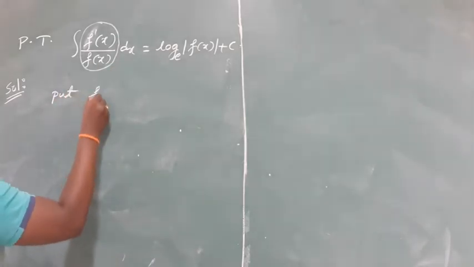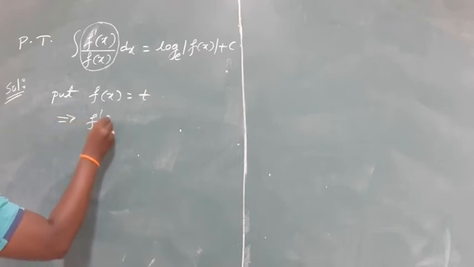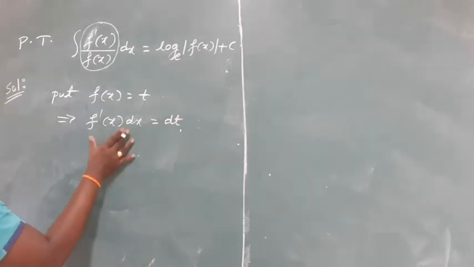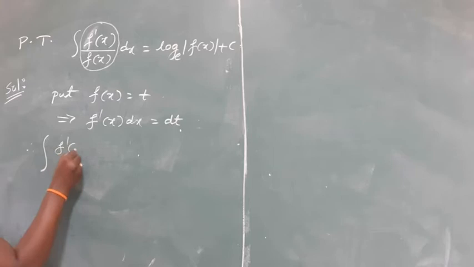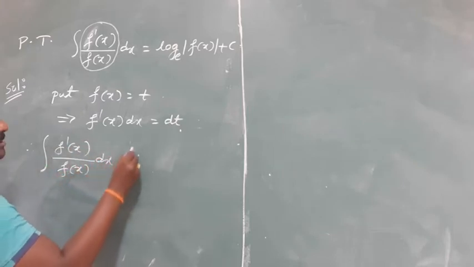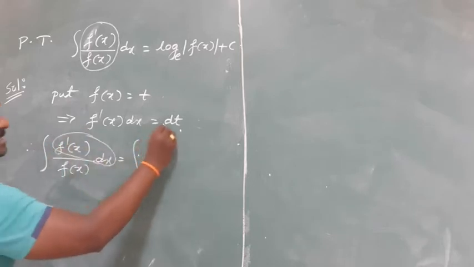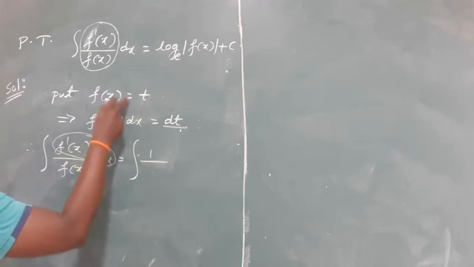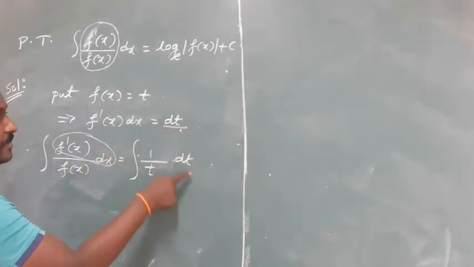Substitute f of x, the denominator, as t. Then its derivative is f dash of x into dx is equal to dt. So substitute all these values in the given problem. The given problem becomes integral f dash of x by f of x into dx is equal to integration of, f dash of x into dx can be replaced by dt, so you have 1 by t into dt.